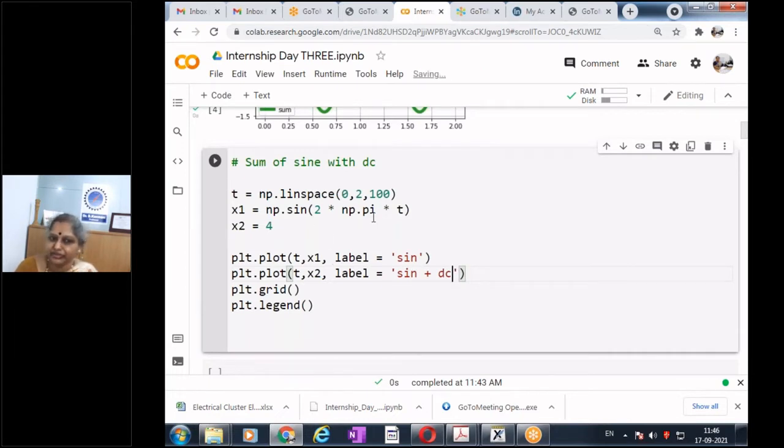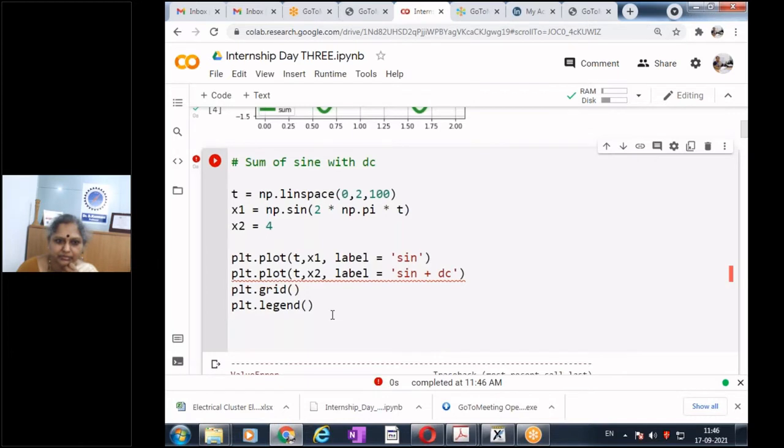I am having a sine wave. To the sine wave, I am adding a DC value. I'm adding a constant. I'm adding a sine and a constant, 4. Please run it and see what happens. What happens? Are we getting a shift in the sine function? Let's run it. Sorry, x2.